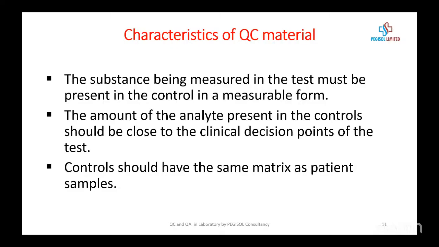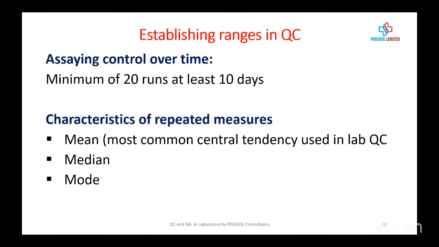The amount of the analytes present in the control should be close to the clinical decision point of the test. Control should have the same matrix as the patient sample. So if it's urine, it should be in a urine-like form. If it's serum, it should be in a serum-like form. Am I communicating? If it's whole blood, then it should be a whole blood kind of QC. Now, establishing ranges in QC. Now, assaying control over time.